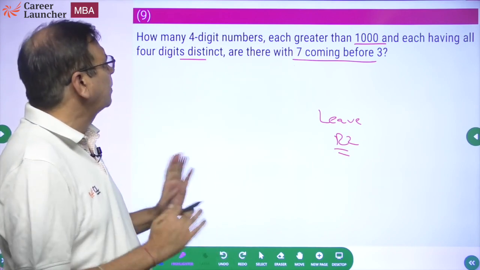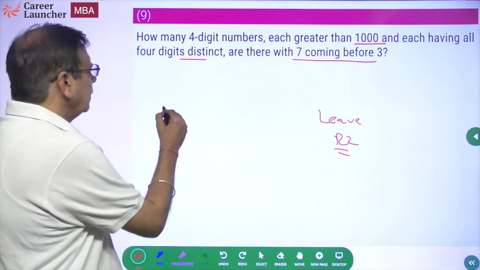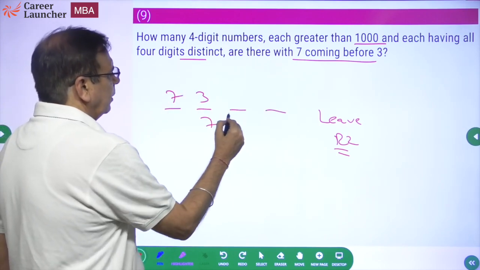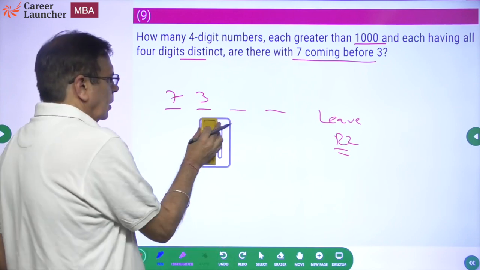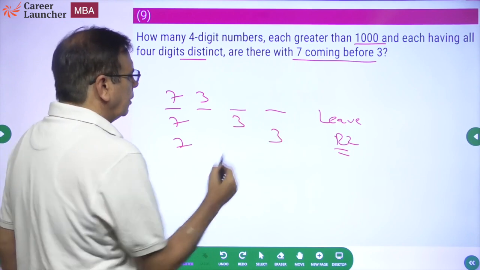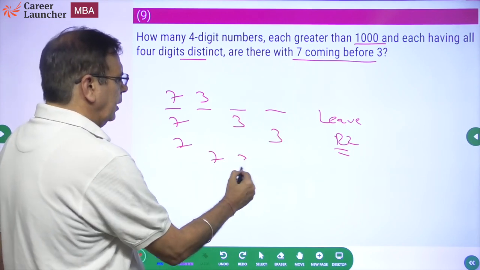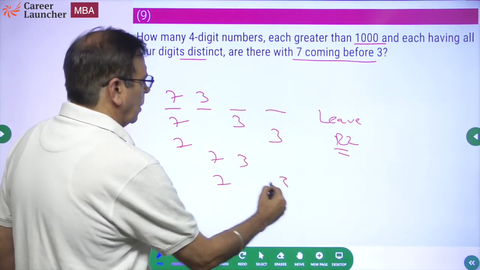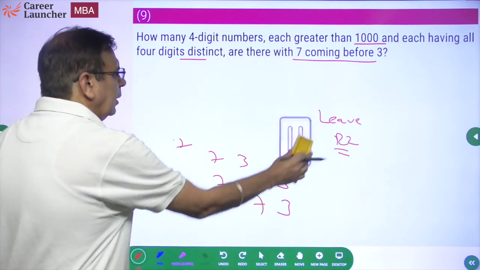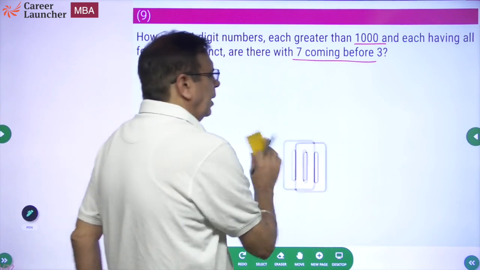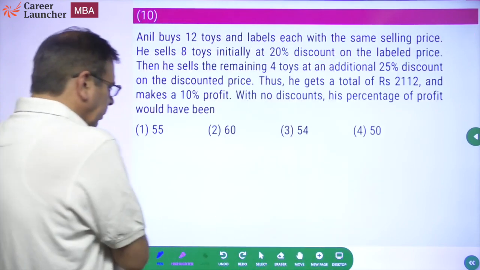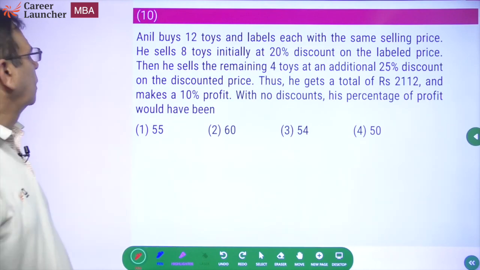Because when you're looking at the 4-digit number, you could have 7 and 3 in different positions, so you will have 4C2 cases available, and you need to check out for all of them. I am not interested. I'll look at it later. There's a question I'll be happy to leave in the paper. Question 10.